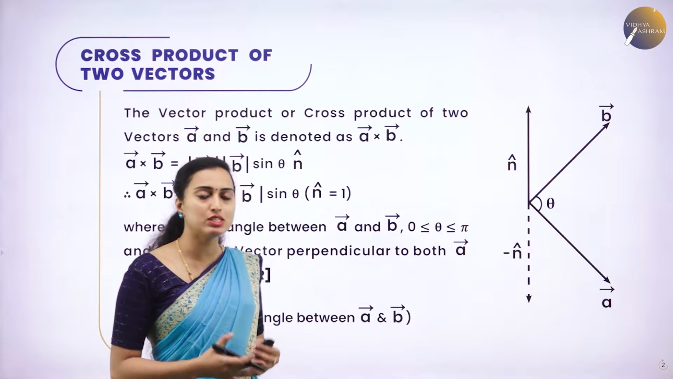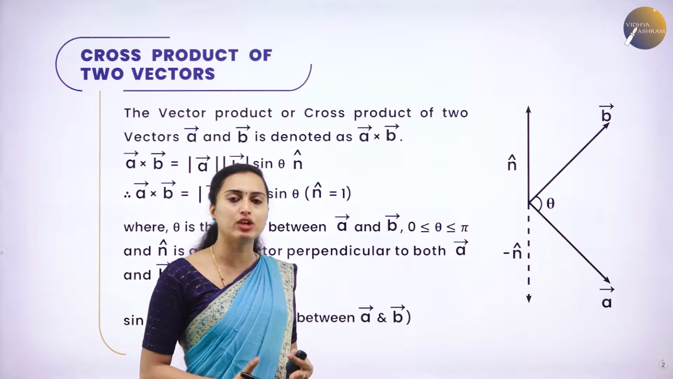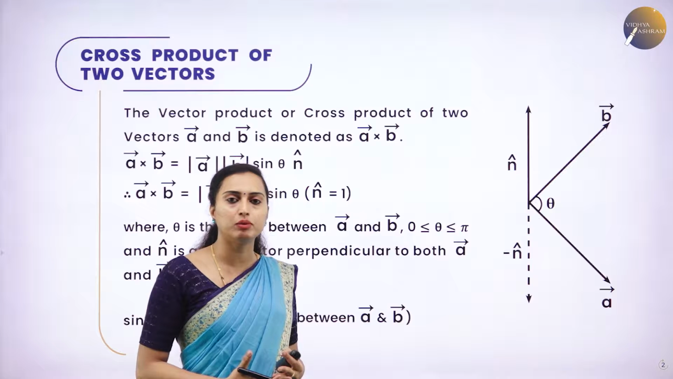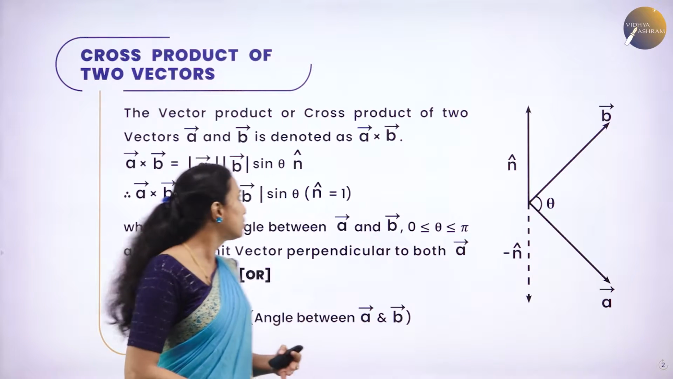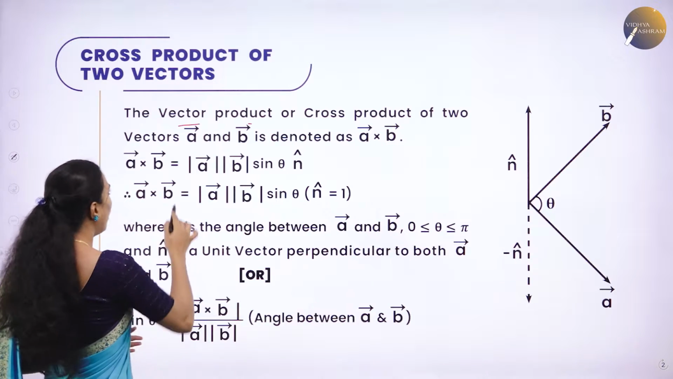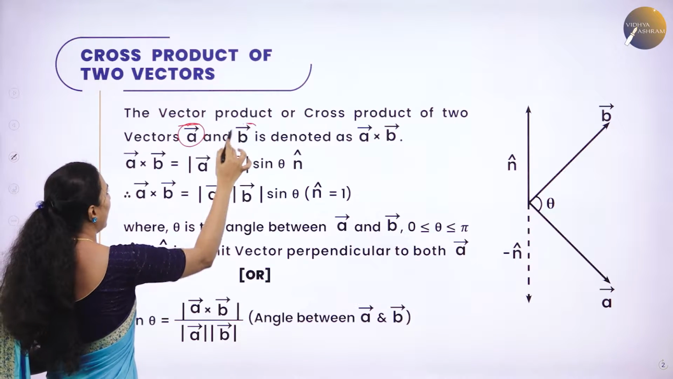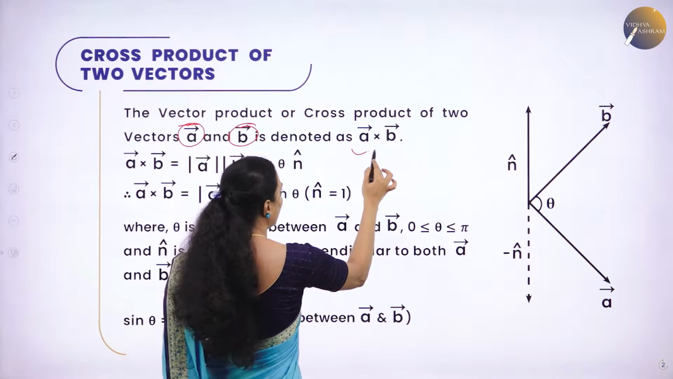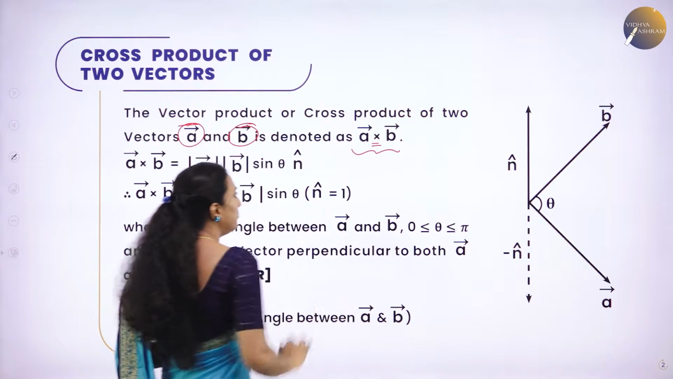Here cross product means vector multiplication is going to be known as a cross product. Scalar multiplication is going to be known as a dot product. So here I have taken the vector product or the cross product of two vectors, A vector and B vector, which is denoted by, this is very important, A vector cross B vector.